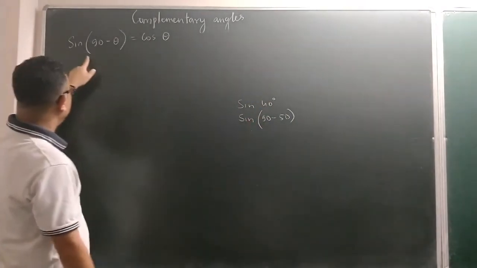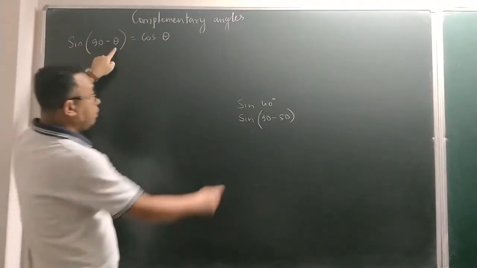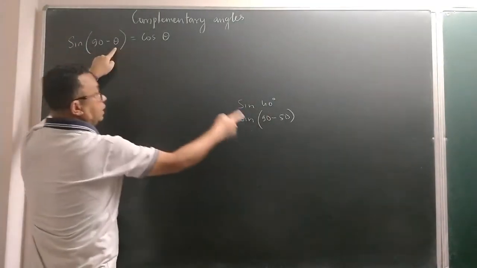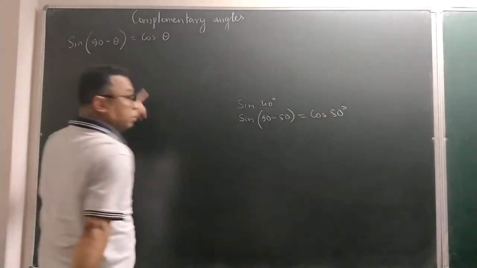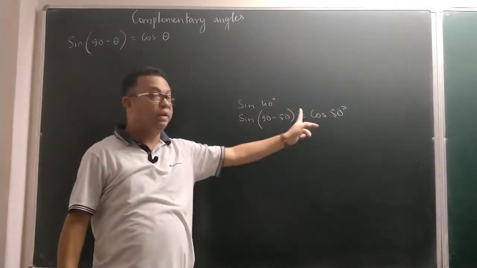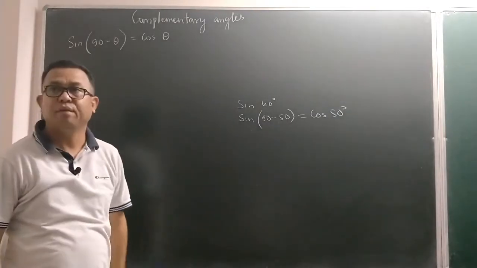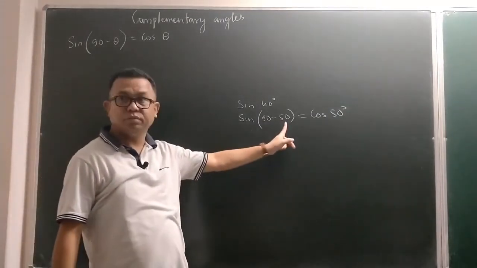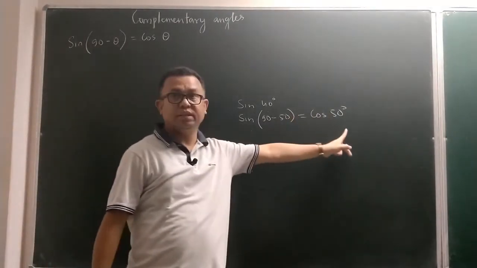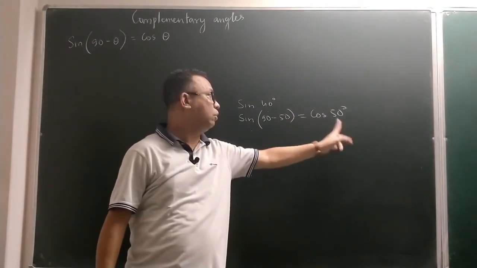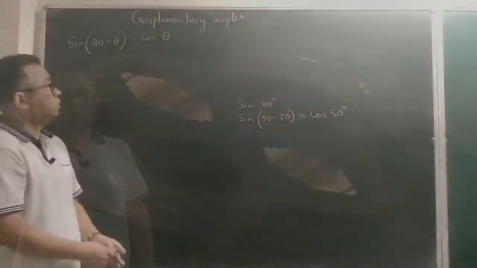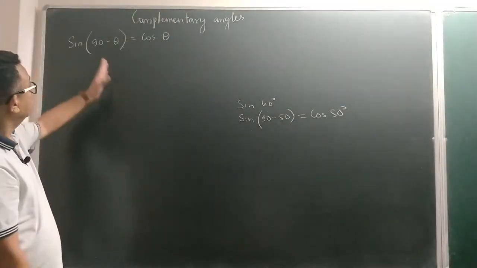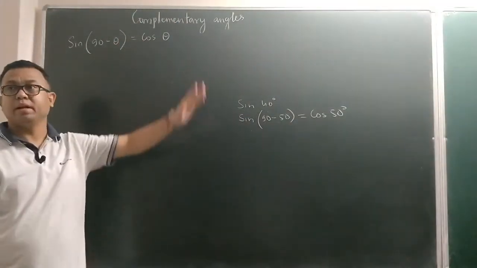Then according to our formula, sine 90 minus 50, there our theta is 50. Then I can write this easily equal to cos 50 degree. So sine 90 minus 50 is equal to cos 50 degree. That means whatever angle you have subtracted here, that angle is exactly equal to cos 50 degree. Okay, so continuing with this one, sine 90 minus theta can be written as cos theta.